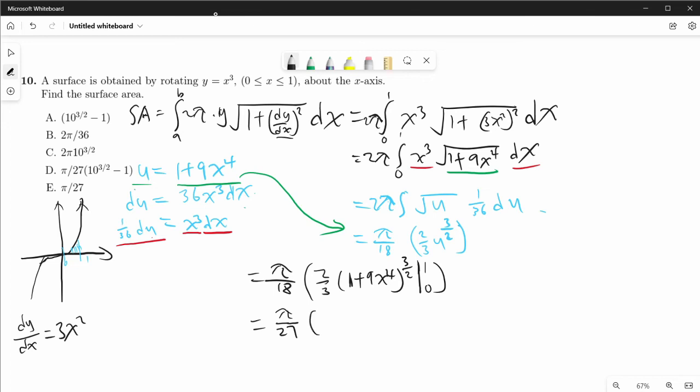If we plug 1 in, it will be 1 times 9. 9 plus 1 is 10. So we have 10 to the 3 over 2, whatever that is. And then minus 0 in of 0 plus 1. 1 to any power is 1. So now that should be our answer, which is answer D.